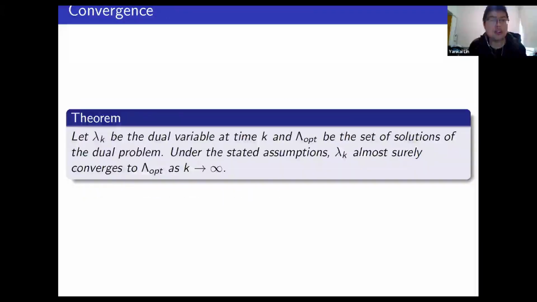So here is the theorem. Let lambda k be the dual variable at time k, and lambda opt be the set of solutions of the dual problem. Under the stated assumptions, lambda k almost surely converges to this set lambda opt as k goes to infinity. So that's convergence with probability 1. So with probability 0, you're not going to get convergence. If you're not familiar with probability theory, it's just one way of saying it's very, very unlikely that you're not going to get exact convergence. So that's the main convergence theorem.